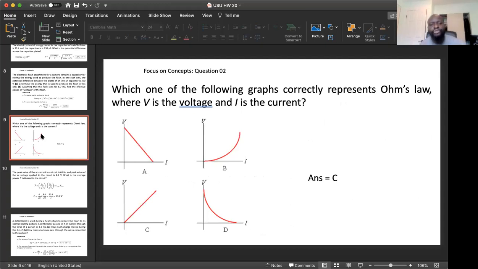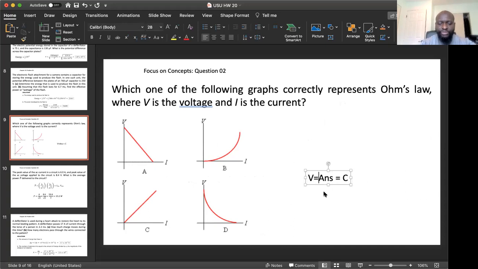Focus on concept question 02. Say, which one of the following graphs correctly represent Ohm's law? So Ohm's law says V equals IR. So if I write that here, that voltage equals current times resistance. So it means voltage and current are directly proportional with resistance as a constant. So when I have a direct linear relation with no constant C, it means there is no y-intercept in my curve. So I'm going to have a straight line from the origin that goes straight up, not straight down.